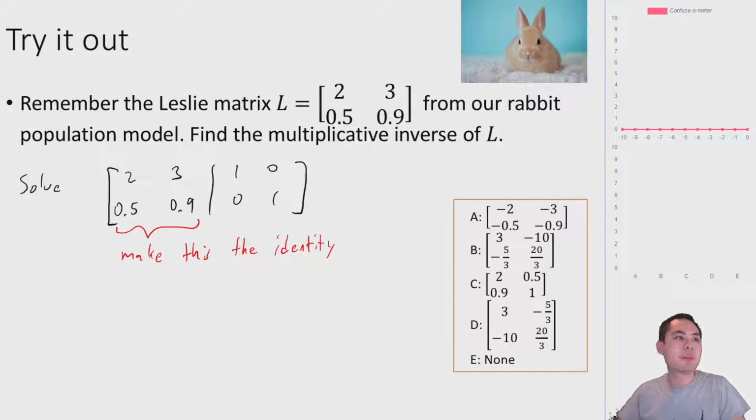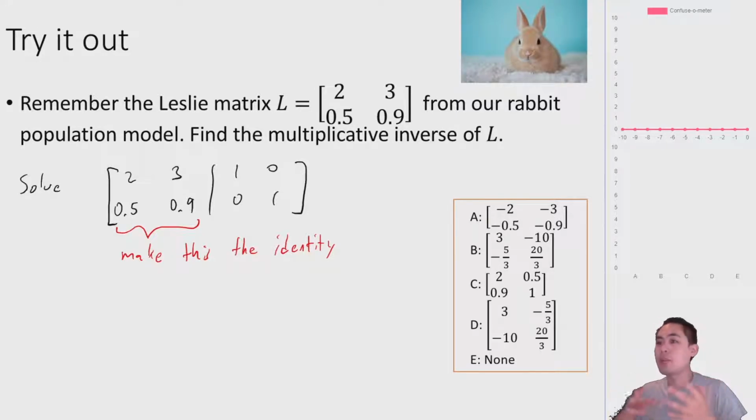I will give you a couple moments here, and I'll just talk about why this is important. Remember, the entire idea behind doing this is that we often have an equation, something like LX is equal to Y, and you want to solve for X when you already know what Y is. Now, if you have the multiplicative inverse, instead of having to solve the system of equations, all you have to do is multiply both sides by L inverse.